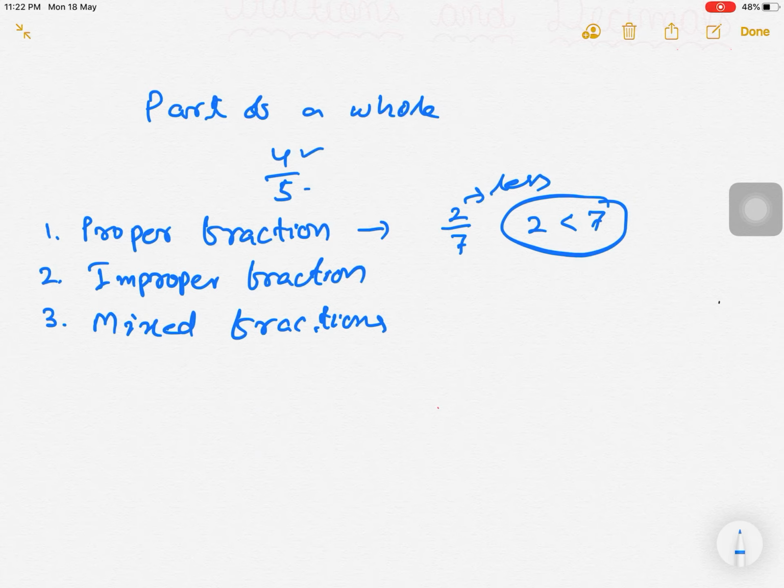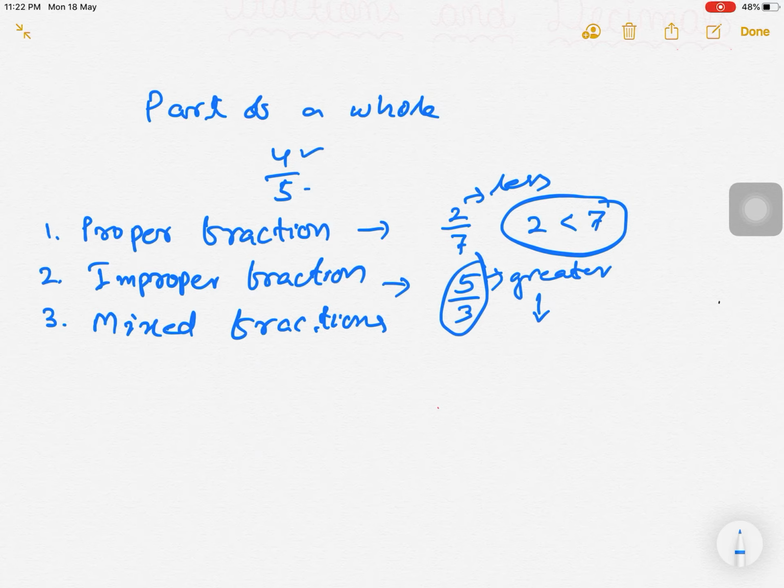And what about improper fraction? When the numerator is greater than the denominator, it is called improper fraction. Here the numerator is greater. So this is called improper fraction. Already we have learnt this in class 6. And this improper fraction can be converted to mixed fraction.